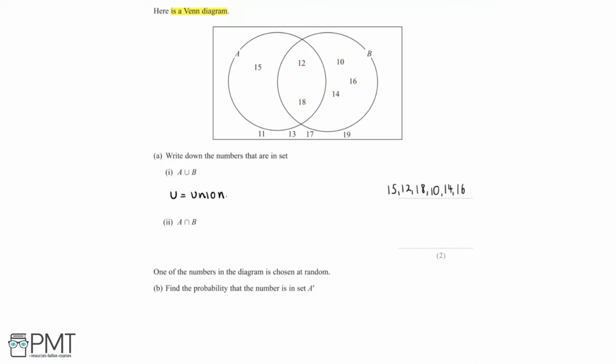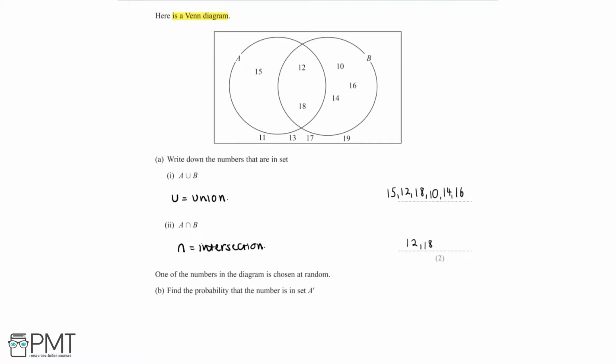Now to part AII, we have A, and then we have this upside down U symbol, and B. And so this upside down U symbol is actually called intersection. And so A intersection B represents all the numbers that are in set A and are in set B, so the intersection between the two circles. And so taking a look at our diagram, we can see that these two numbers fall within set A and set B, and so the numbers that are in set A intersection B are 12 and 18.